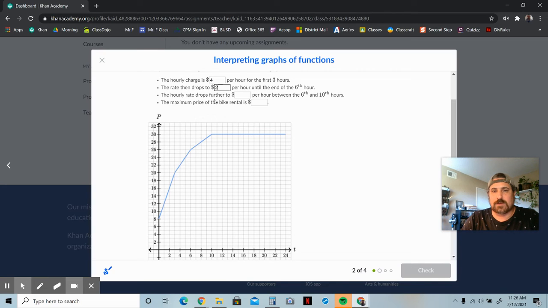The hourly rate drops further to blank per hour from the 6th to the 10th hour. So from hour 6 to hour 10, we have this segment here, and that's going to go from $26 to $30 in 4 hours. So that means an increase of $4 in 4 hours. So that's $1 per hour from the 6th to the 10th. And the maximum price of the bike rental, which stays constant here, is $30. No matter how many hours you take it, which is funny because you could just keep the bike forever then, I guess, right? It's a little silly. But anyways, the maximum price of the bike rental is $30.